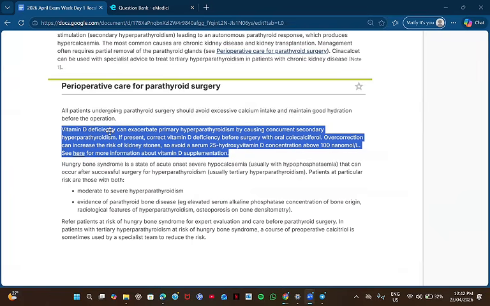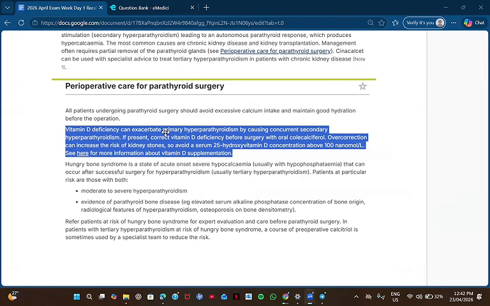Okay. So here, all patients undergoing parathyroid surgery should avoid excessive calcium intake and maintain good hydration, right? We all know if the patient gets hyperparathyroidism, the worst outcome is hypercalcemia, right? For hypercalcemia, the mortality rate is increased due to dehydration, right? So hydration is always a main part when we consider hyperparathyroidism and hypercalcemia, those things.